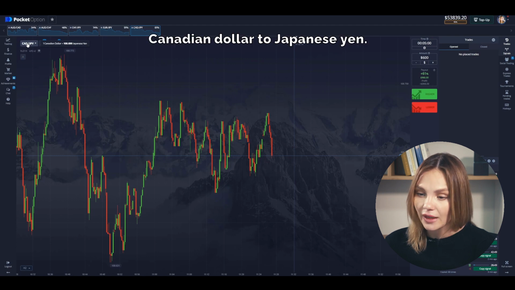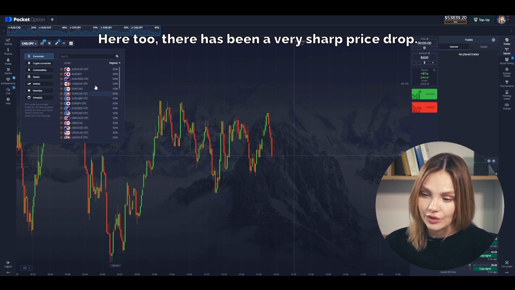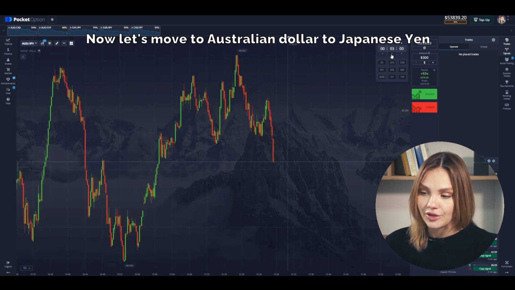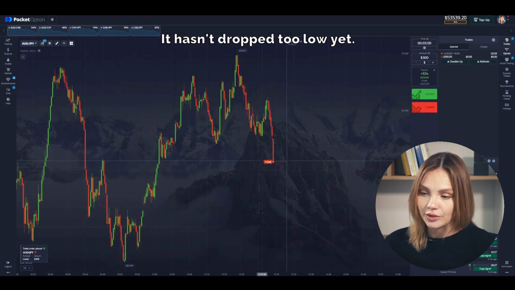Let's keep looking. Canadian dollar to Japanese yen. Here too, there has been a very sharp price drop. Now let's move to Australian dollar to Japanese yen. It hasn't dropped too low yet.